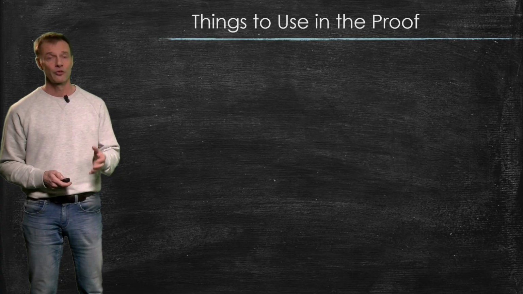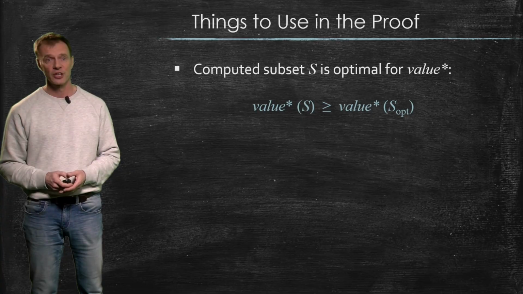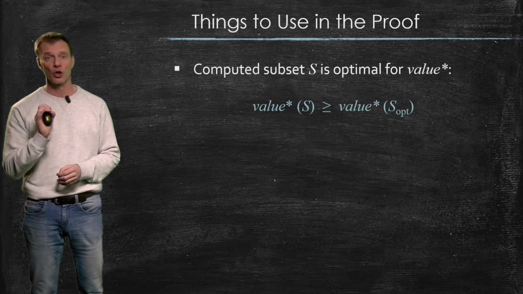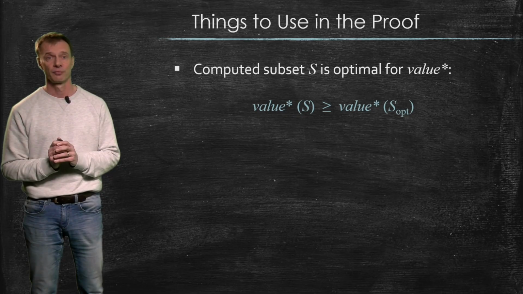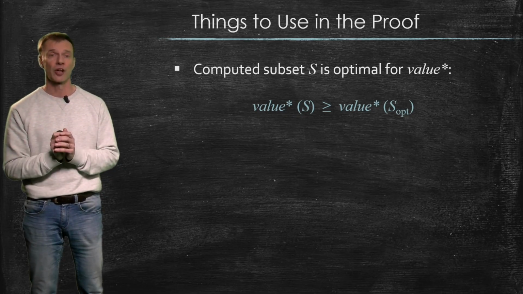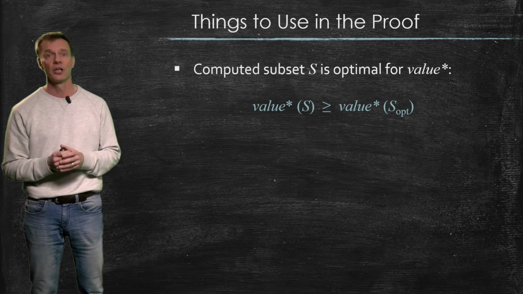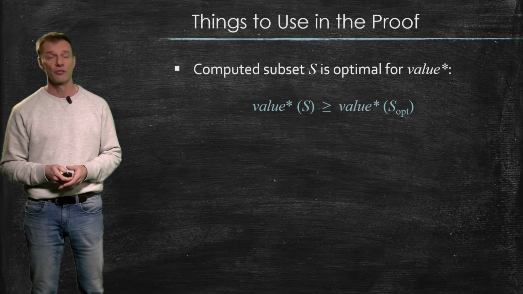Okay, so there are a few things we can use to prove this. The first is that, as I already noted before, the subset S that we compute actually gives an optimal solution for the value star. So in other words, the value star of S is at least the value star of any other subset whose total weight is at most W. In particular, it's at least the value star of S opt.